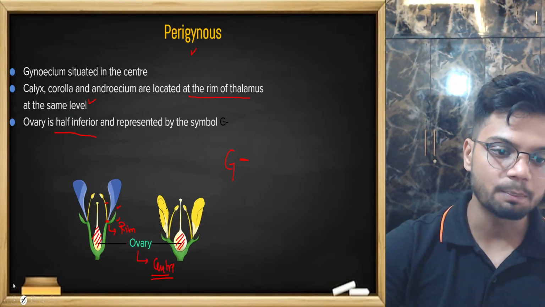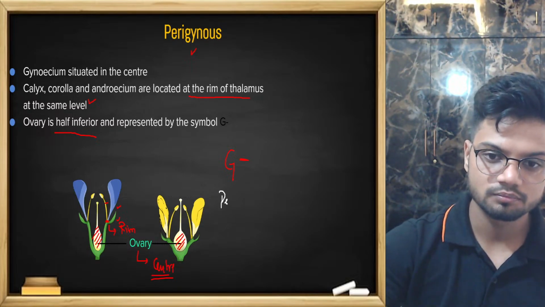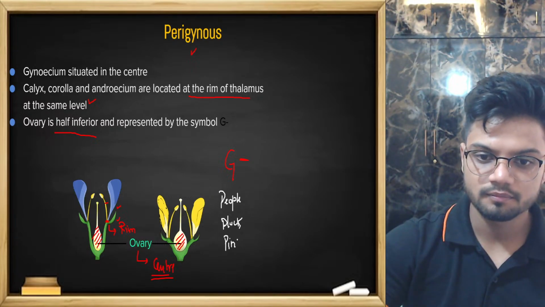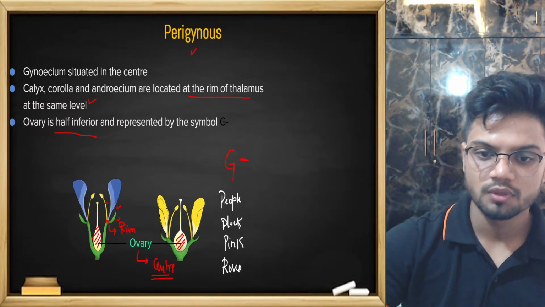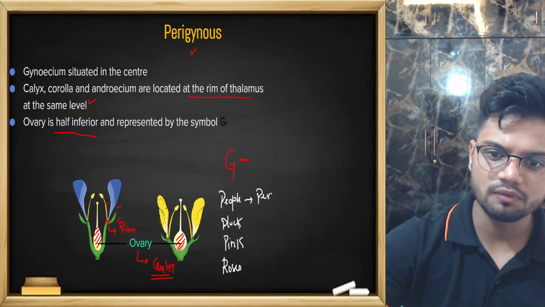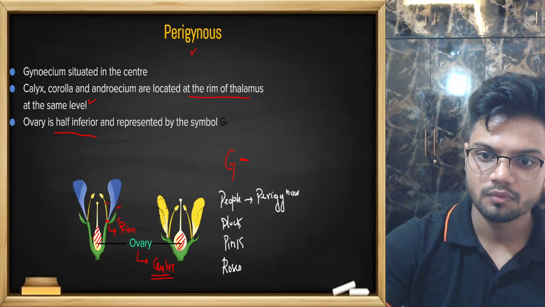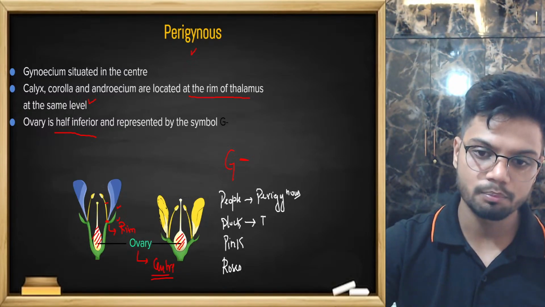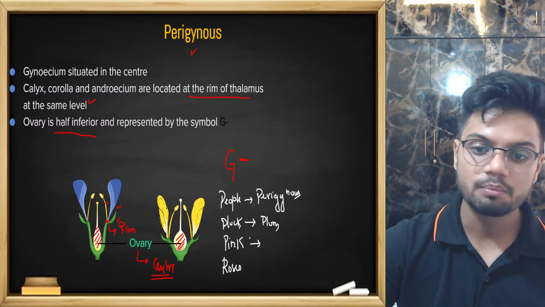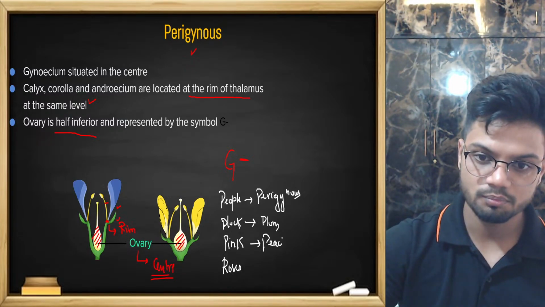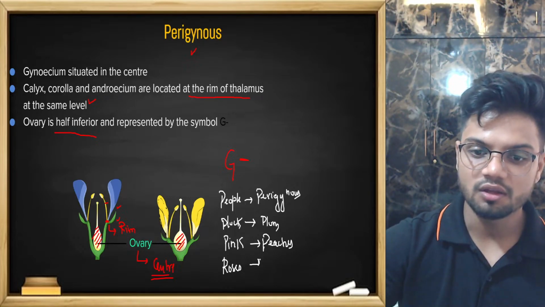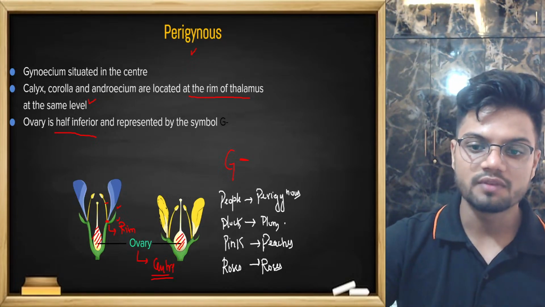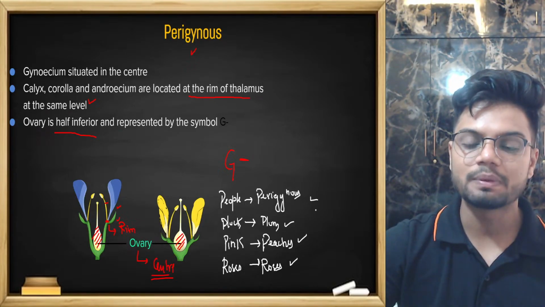Perigynous: people pluck pink roses. The P in people stands for perigynous. The P in pluck stands for plum; pluck and plum sound the same. Pink stands for peaches, and finally roses for roses. So what is the trick here? People pluck pink roses. We have plum, peaches and roses in perigynous condition.